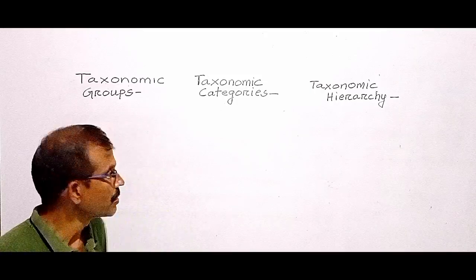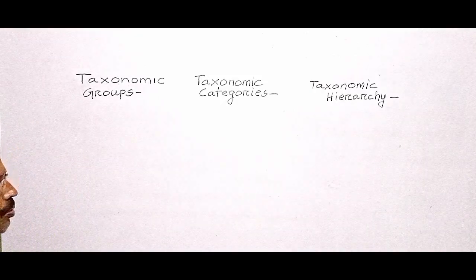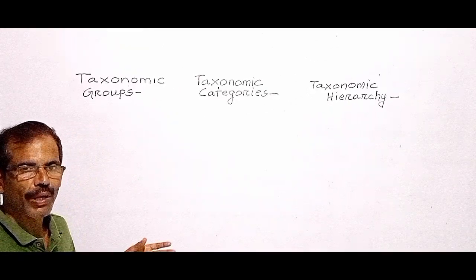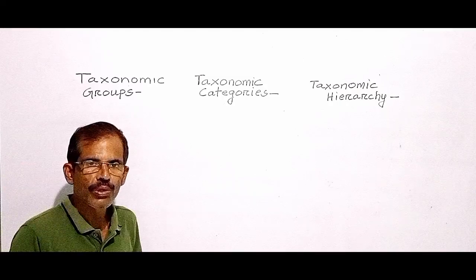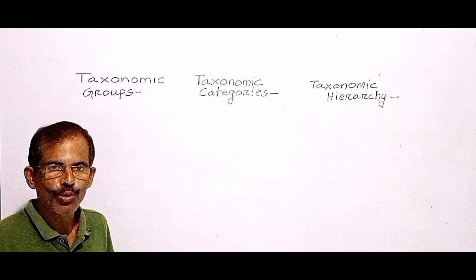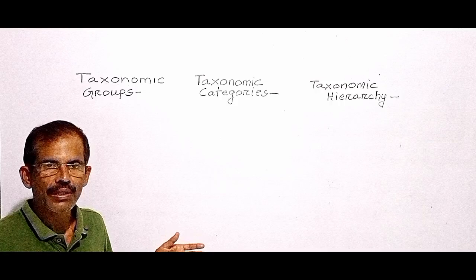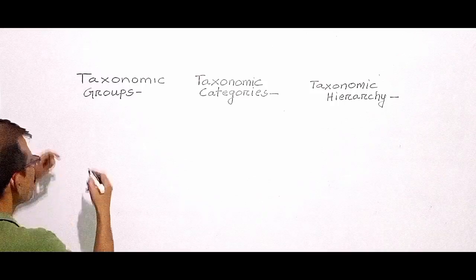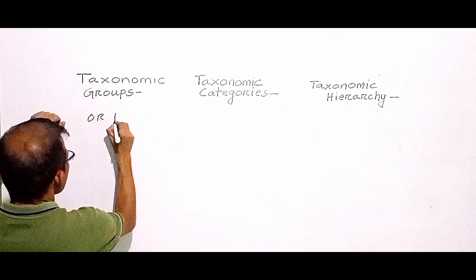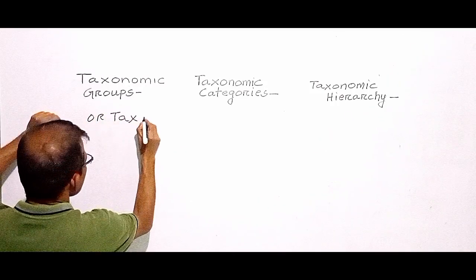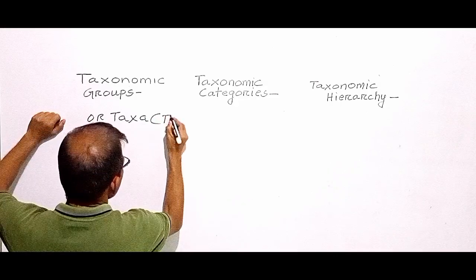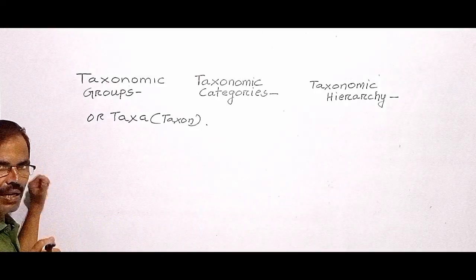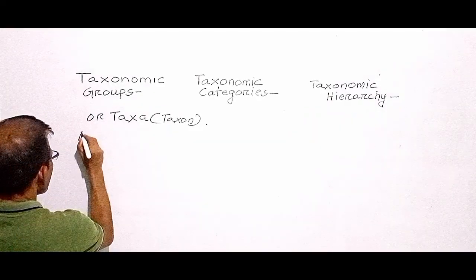First of all, what is taxonomy groups? In biology, classification is a process of arranging organisms, both living and extinct, into groups based on similar characteristics. These groups are known as taxonomy groups or taxa, singular taxon.